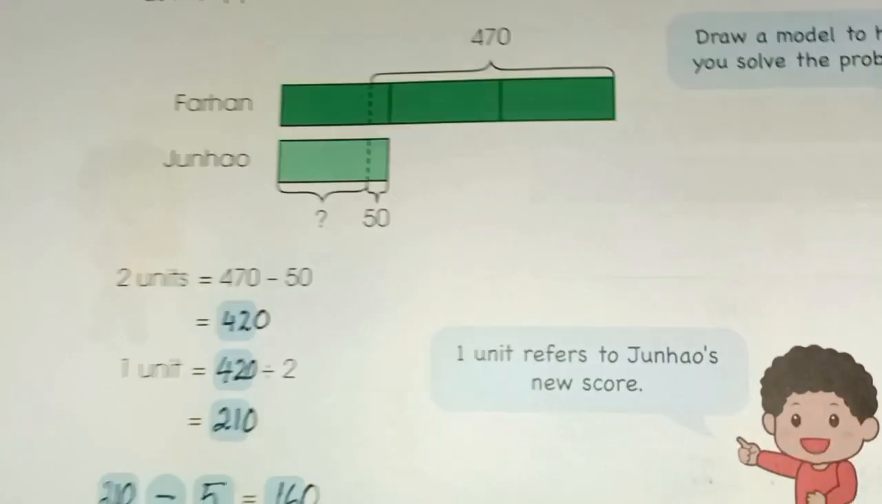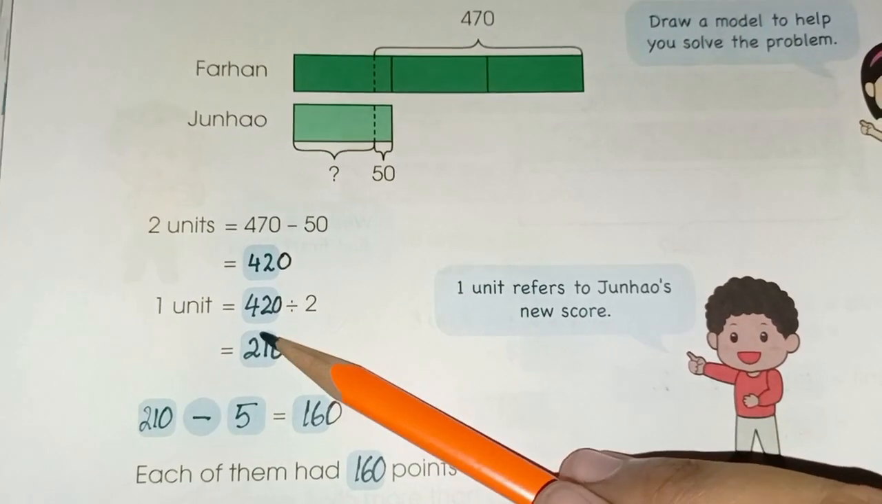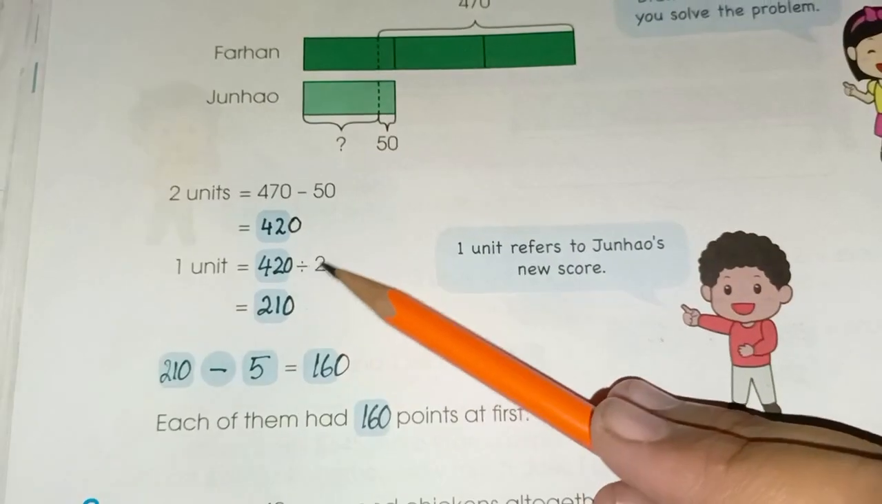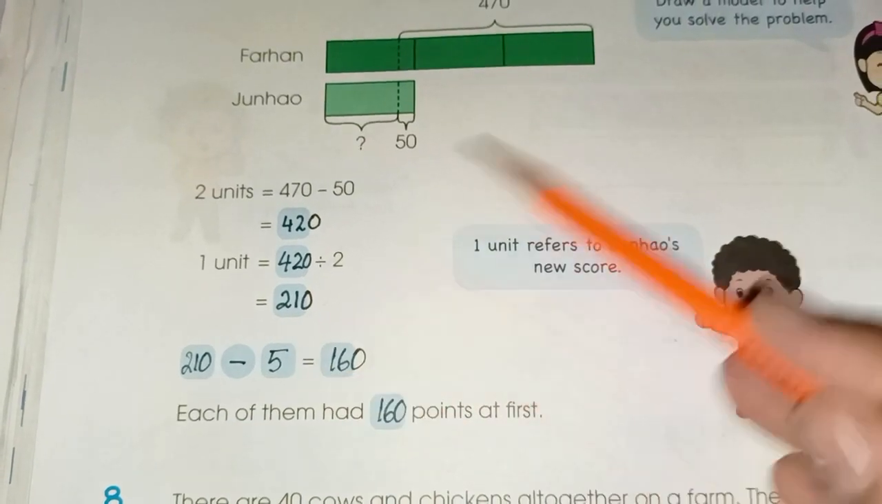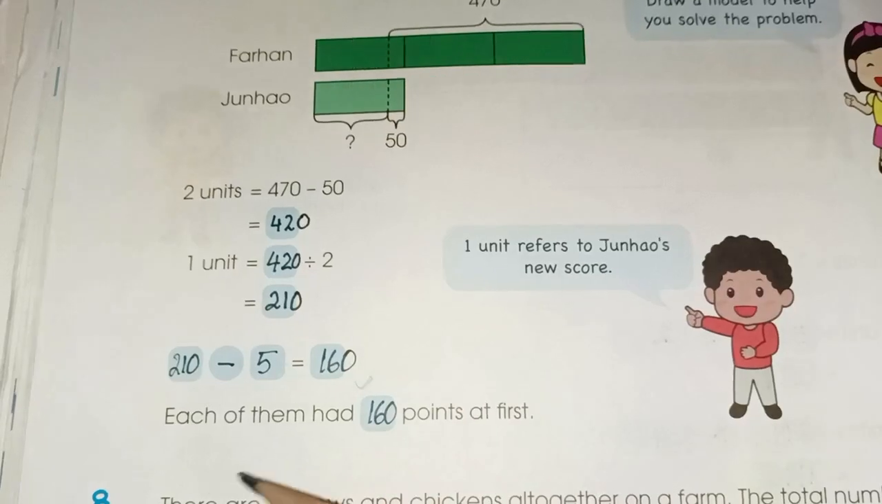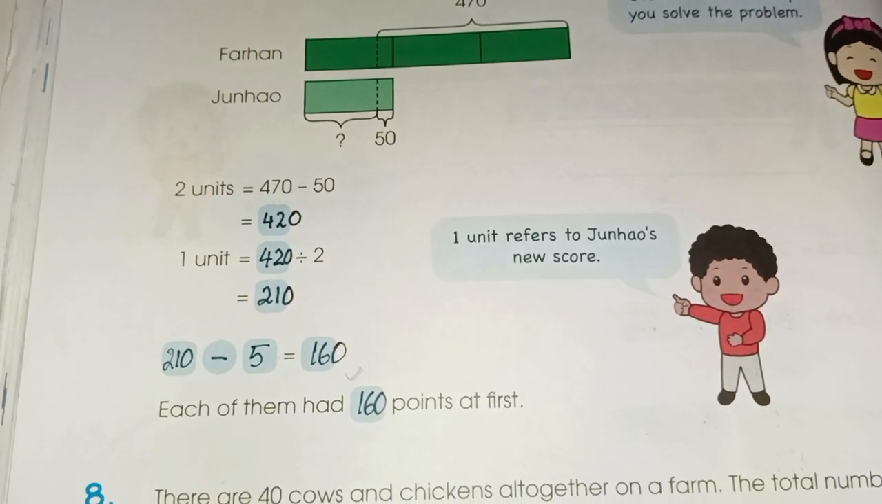So we have 2 units, 470 minus 50 is 420, 420 divided by 2 units. When we divide 420 by 2, we get 210. 210 minus 50, because we have total 5 units, 1, 2, 3, 4, 5. So the answer is 160. Each of them had 160 points at first.